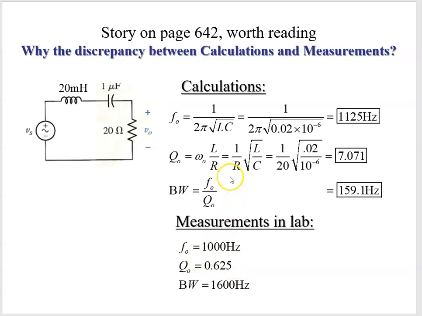So our calculations before lab: we just calculate our resonant frequency, 1 over 2 pi times square root of LC. Our quality factor, since it's a series RLC, we'll use omega naught L over R, and we get 7.071, where in lab we find it to be 0.625. And the bandwidth, the ratio between the frequency in hertz and the quality factor, we calculate to be approximately 160 hertz, but in the lab we find it to be 1600 hertz. So let's look at why that in fact might be the case.